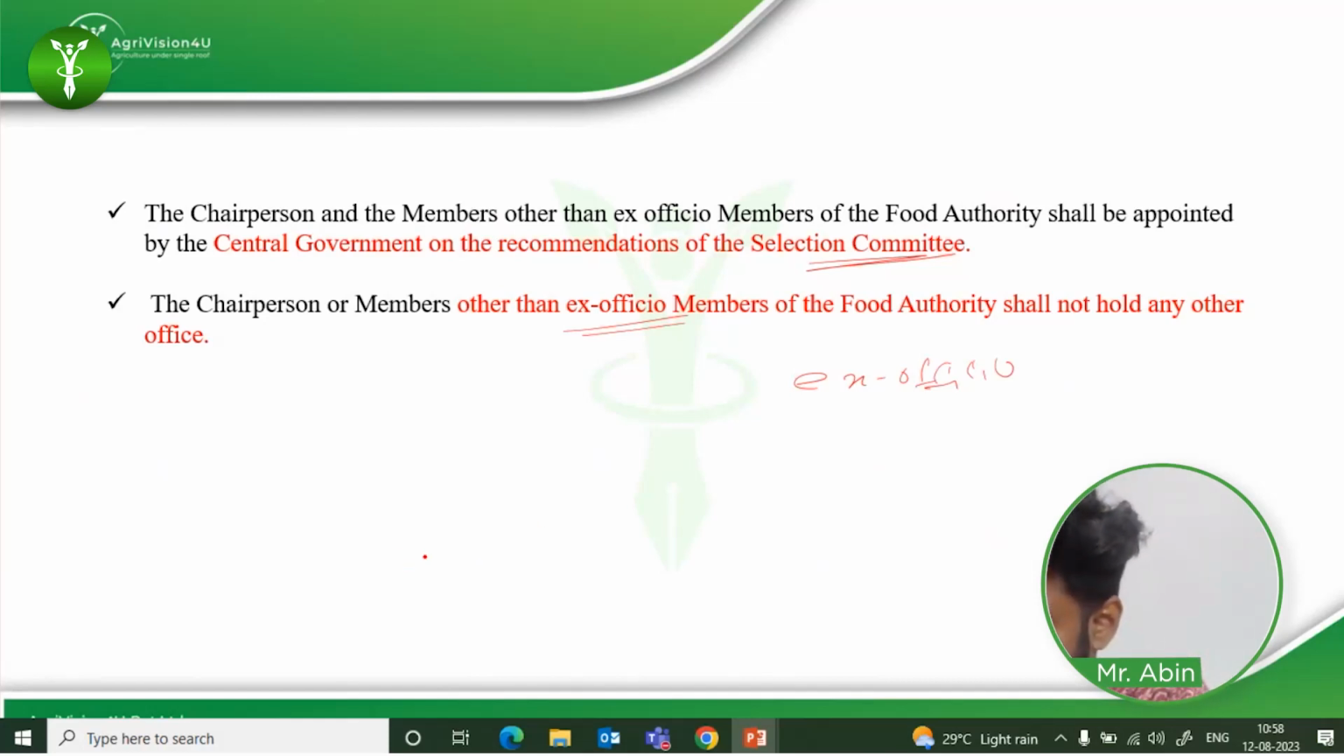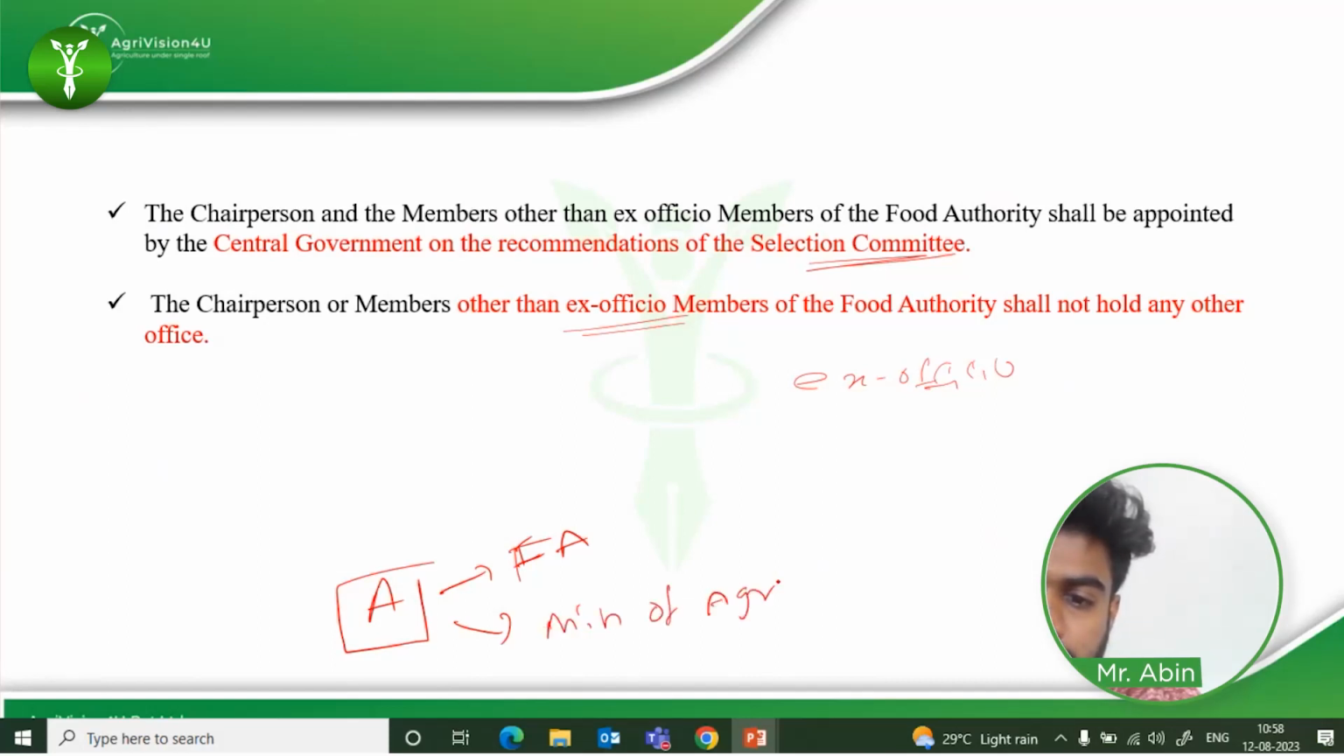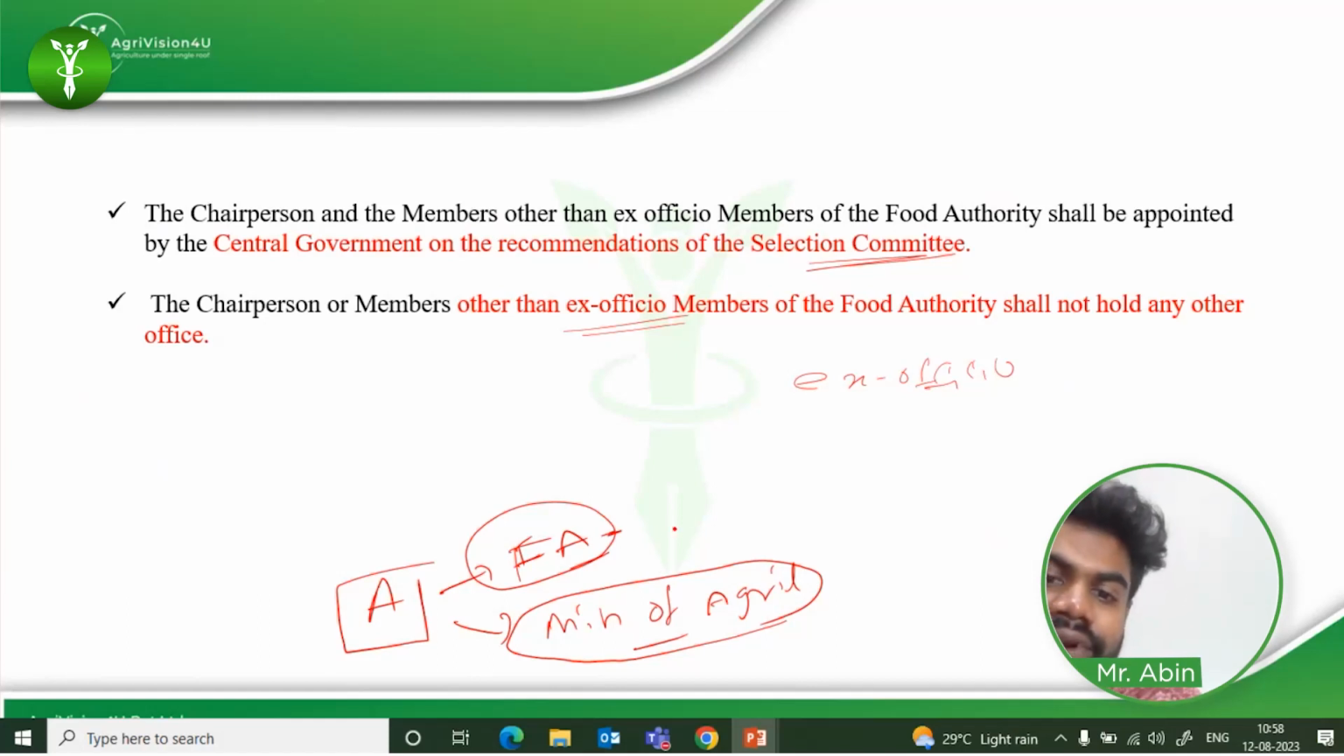Suppose there is a member in the food authority, call him A, and he is a member of food authority. But at the same time, he is working in a ministry, say for example, Ministry of Agriculture. So he is a regular member of the Ministry of Agriculture department. Other than that, he is holding a separate position or extra responsibility as a member of food authority. So 2 positions he is holding. For these members, we will be terming them ex officio members.